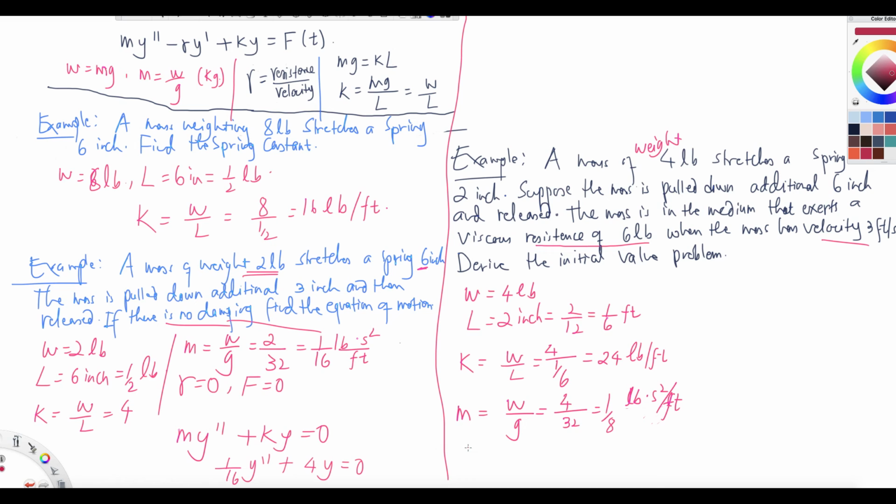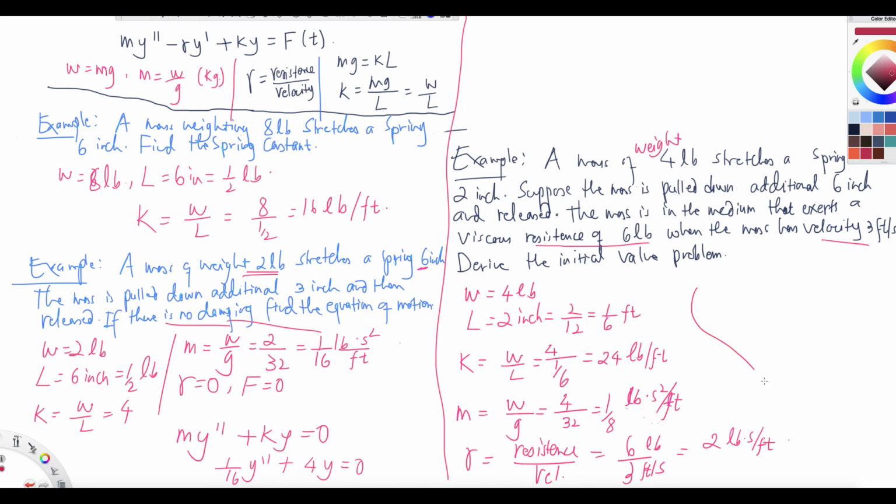So let me write that. Gamma is equal to resistance force over the velocity, right? So 6 pound over the 3 feet per second. If you do that, you will get 2 pound second per feet. That's what you get.